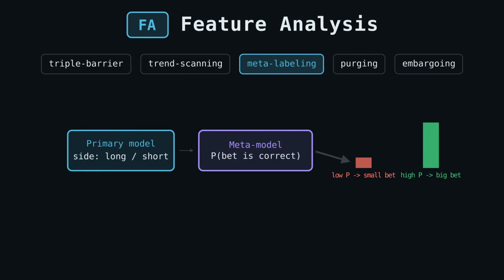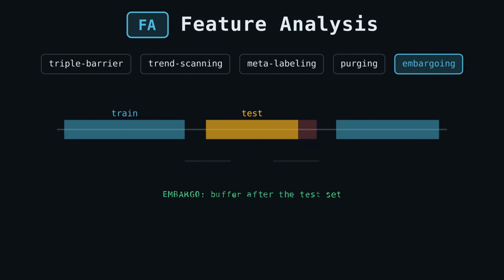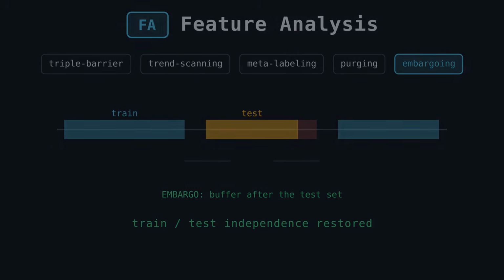Let a primary model choose the side of the bet, long or short, and let a second model decide the size, betting big only when it is confident. Finally, because labels overlap in time, we purge training samples that overlap the test set and add an embargo afterward, restoring genuine independence between train and test.